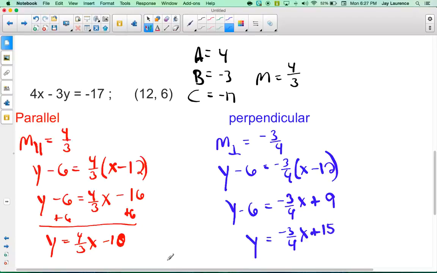And again, please go verify on Desmos. Type in all three equations. The black one and the red one will be parallel. The blue one will be perpendicular to both of them.